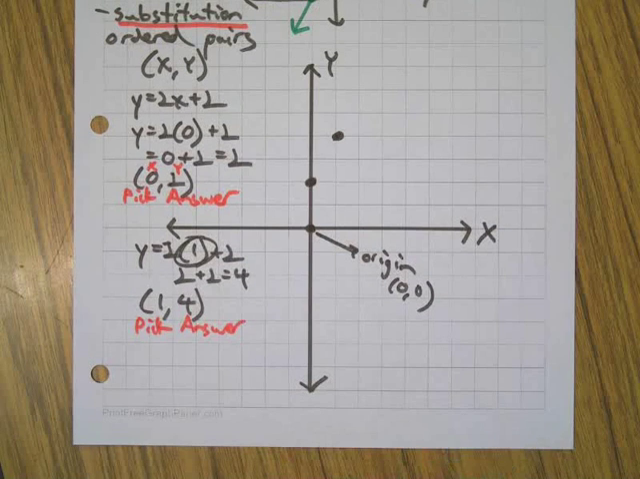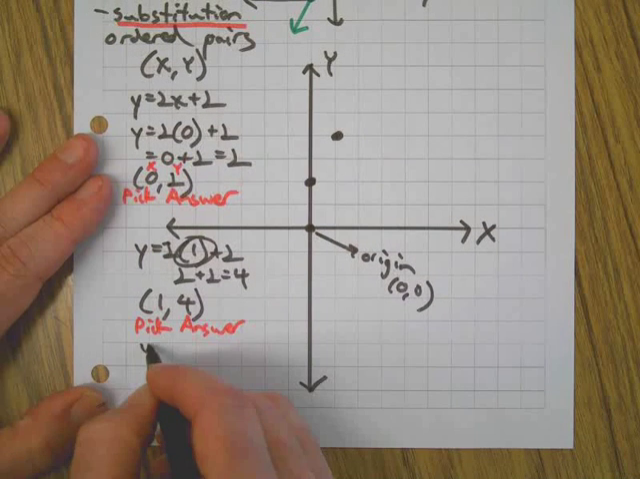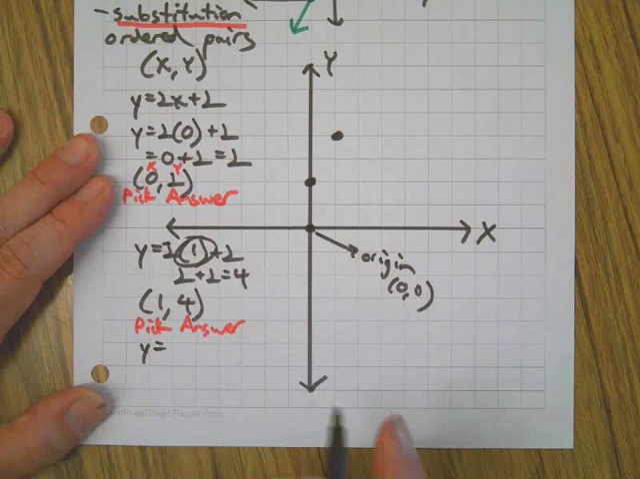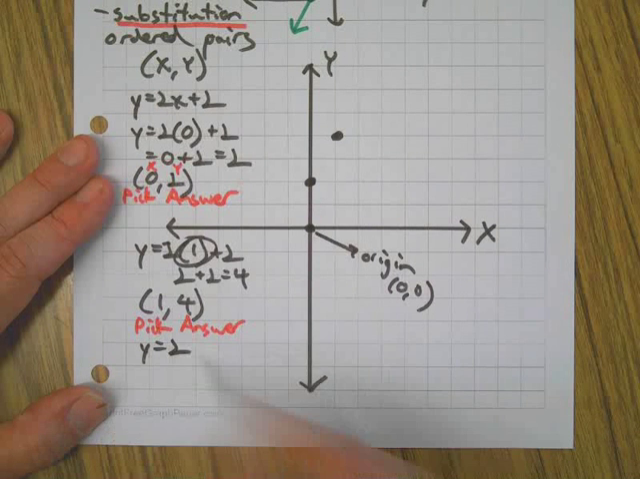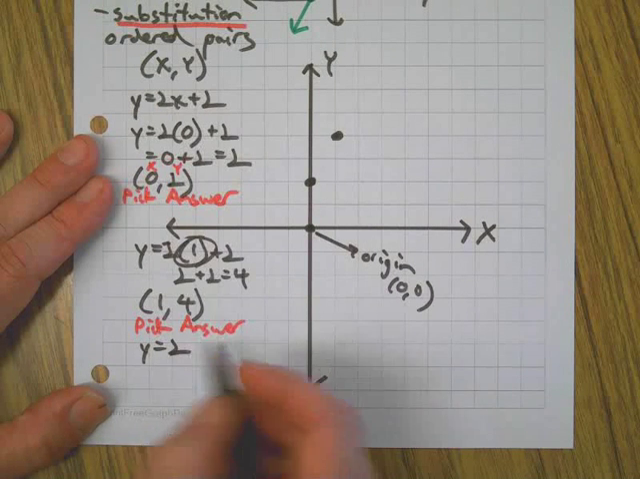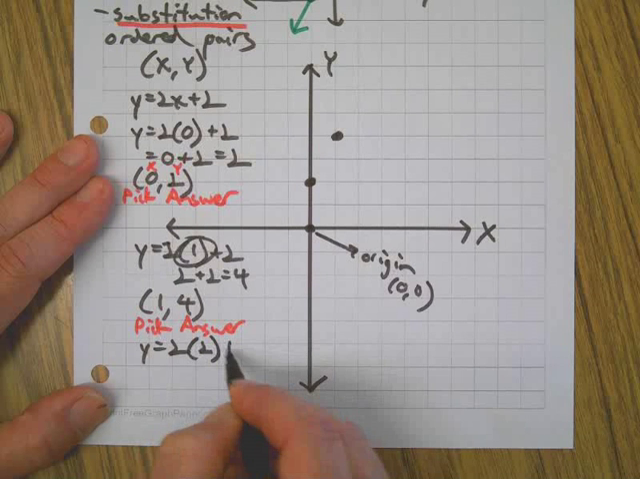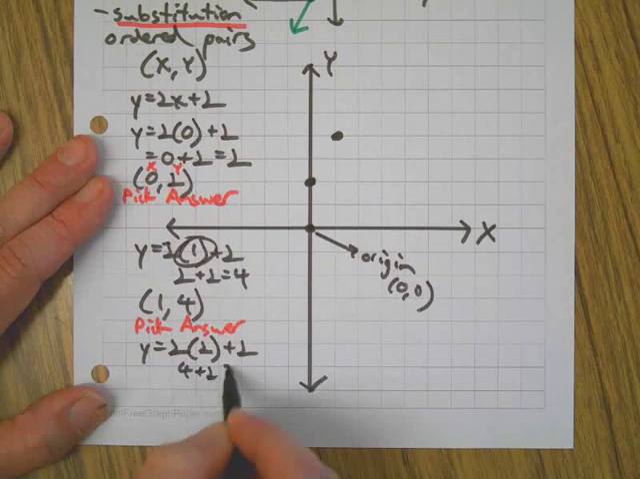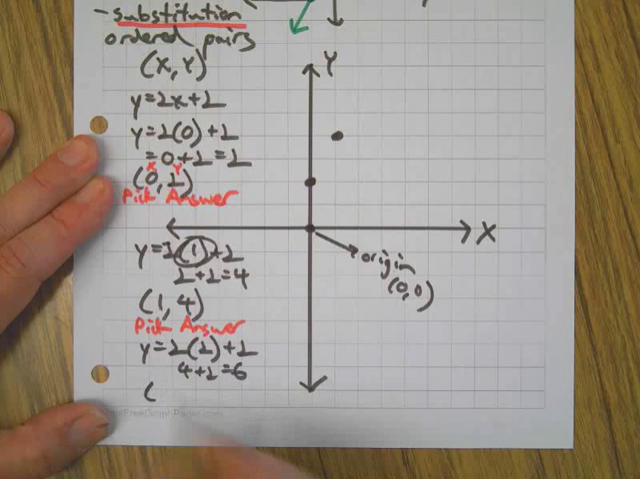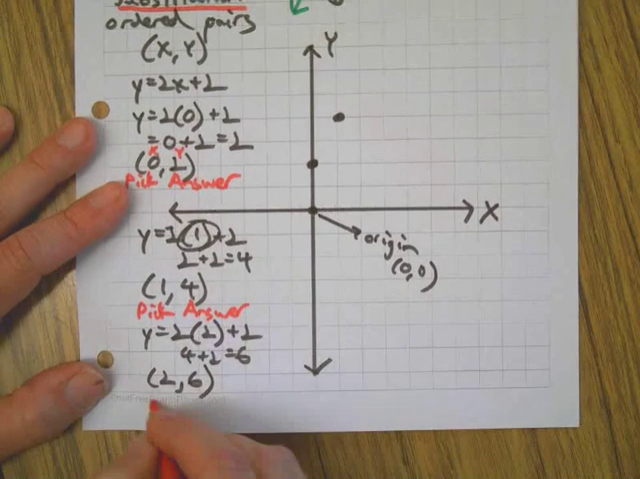And I'm going to do one more. It's a good idea to have 3 ordered pairs. 3 is the minimum you need to know if you have a straight line, if you did the problem correctly. I'm going to do 2. 2 times 2 is 4. 4 plus 2 is 6. And you get the idea, right? You pick a number. It does not matter what number you pick. And the answer you get.